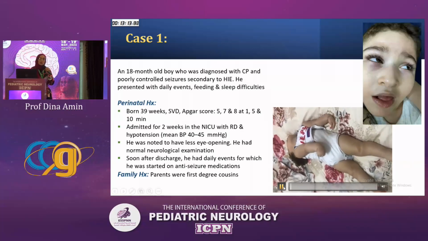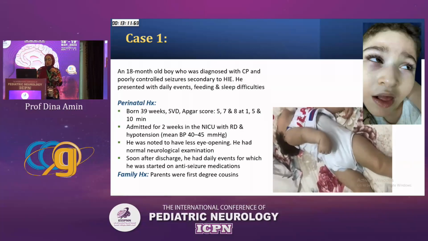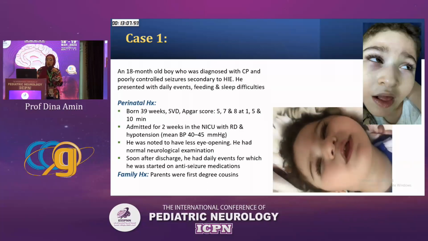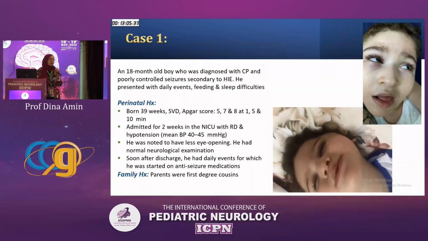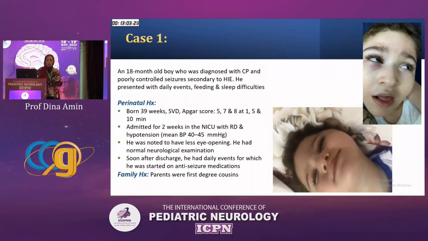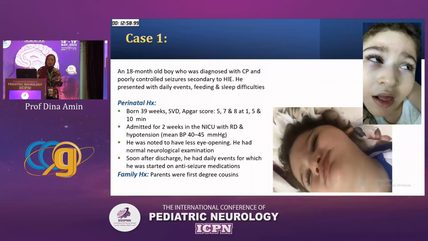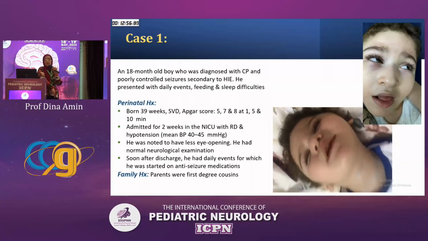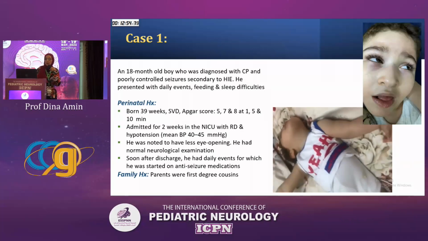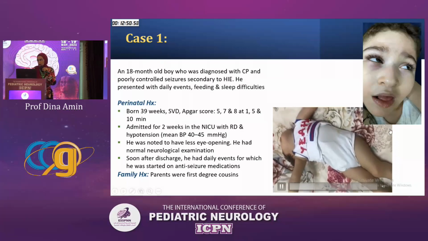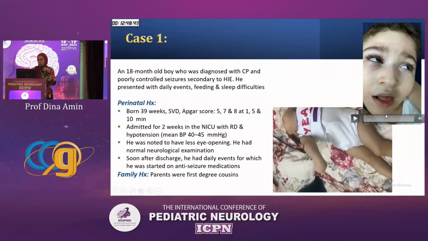So he was born at 39 weeks of gestation. This is his Apgar score. He was admitted for 2 weeks in the neonatal ICU for hypotension and was noted to have less eye opening. He had a normal neurological examination at that time. Soon after discharge, he had these daily events of severe stiffness all over the body, as you can see, where he is sweaty, flushed, and he will also have these movements in his eyes.